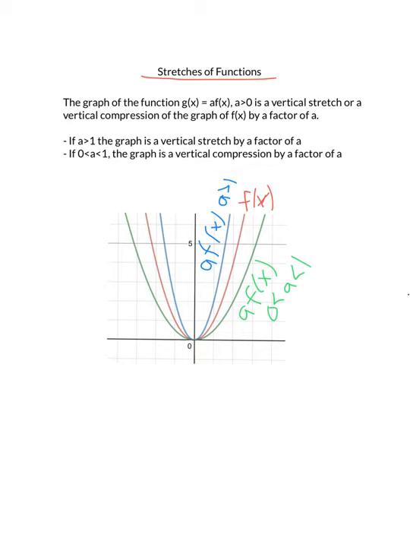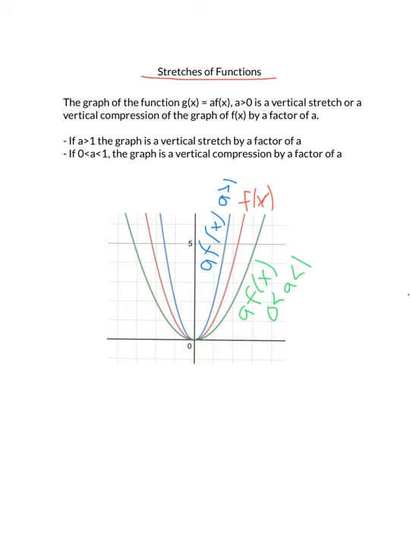This lesson starts by talking about stretches of functions. So the graph of a function g of x is equal to a f of x, where a is greater than 0, is a vertical stretch or a vertical compression of the graph of f of x by a factor of a. So if the a, or the number in front of the function, is bigger than 1, the graph is a vertical stretch.